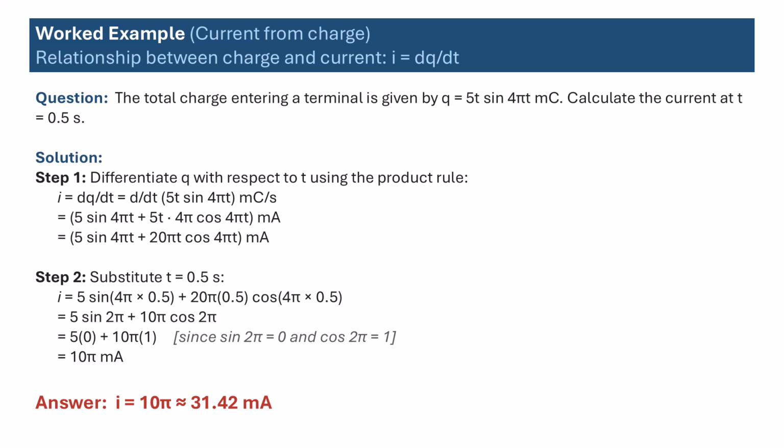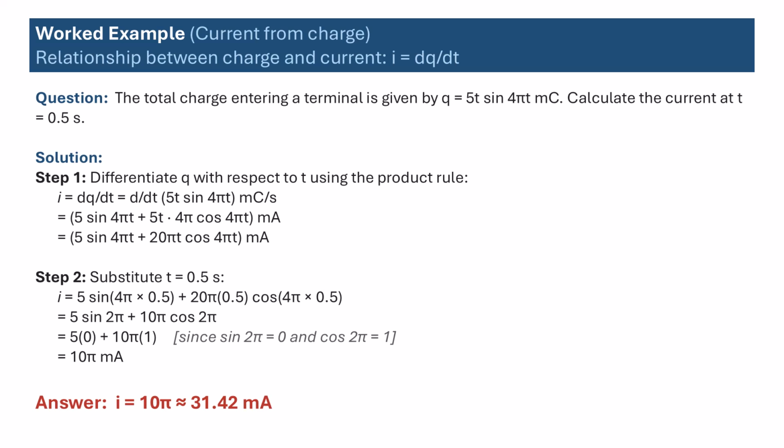This worked example introduces the relationship between electric charge and electric current, expressed through the differential form of the definition of current. I equals dq divided by dt. This equation states that the instantaneous current at any point in time is equal to the rate of change of charge with respect to time. This is the fundamental definition of electric current, and it forms the basis for all subsequent analysis of time-varying electrical quantities.